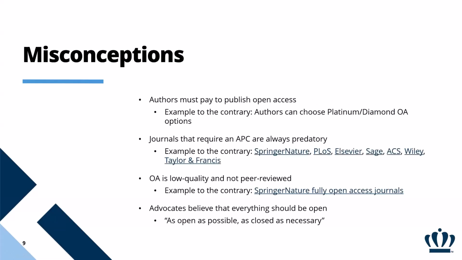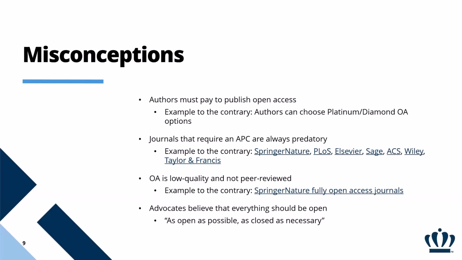There are still some misconceptions around open access and open access articles in journals. So authors do not always have to pay to publish open access, and there are some options to choose, generally what's called platinum or diamond OA, and we're going to talk more about that in a couple slides. In addition, journals that require payment are not always predatory. Payment for open access in the form of article processing charges, or APCs, has become a standard practice of many well-known publishers. So Springer Nature, Elsevier, Sage, Wiley, etc. They all offer open access options for publishing. And we're going to go more in depth on APCs as well.